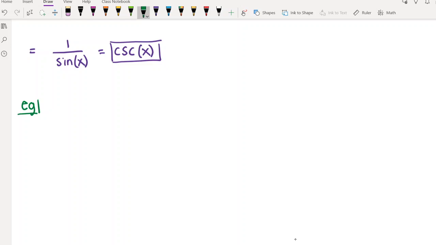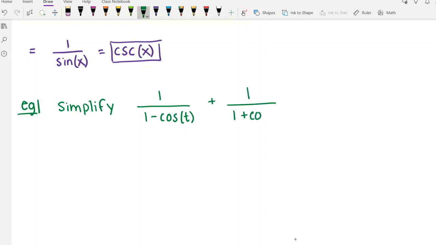Okay, so we're going to do one more example along these lines. So in this example, we're going to simplify 1 over 1 minus cosine of t plus 1 over 1 plus cosine of t.